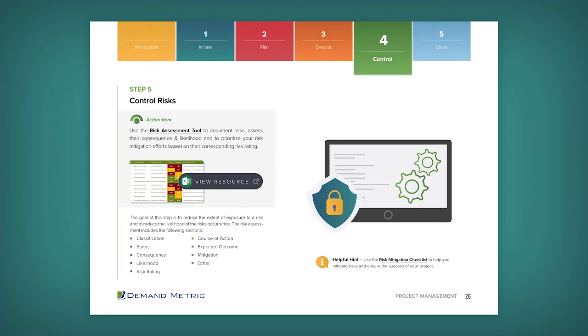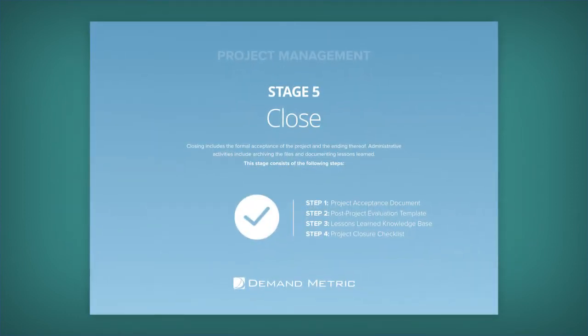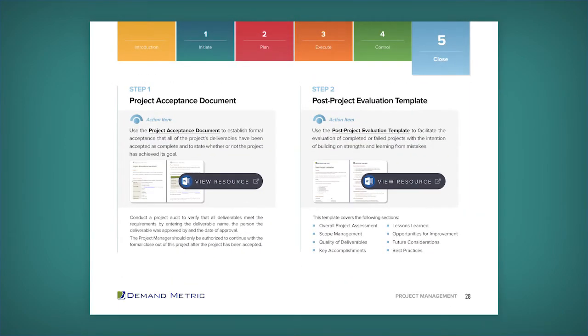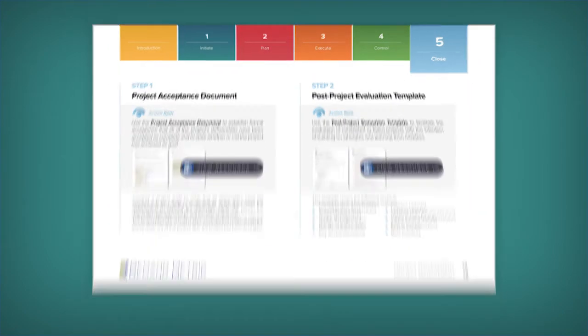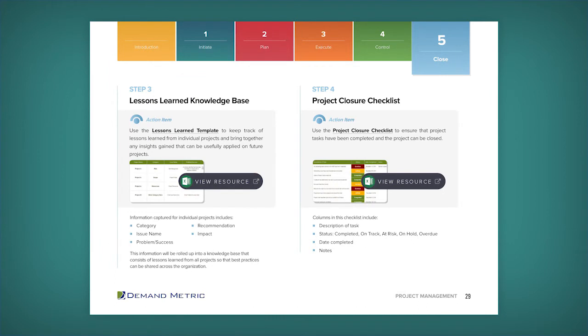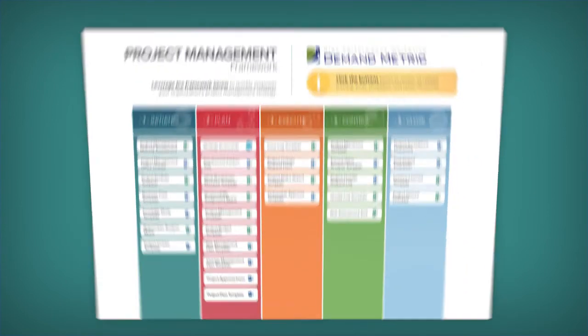In our last and final stage, stage number 5, we move into closing the project. And here, the first step is the project acceptance document. Then we move into post-project evaluation, a lessons learned knowledge base, and project closure checklist.